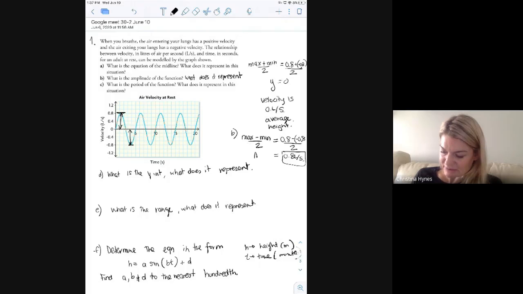So that's your amplitude. Now the question they're asking is, what does it represent? This is the radius of your breath.